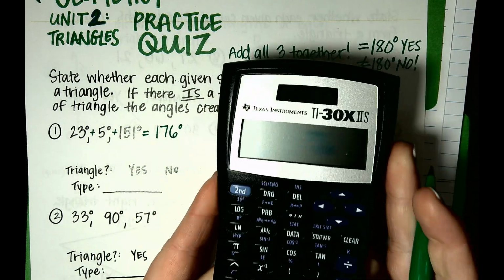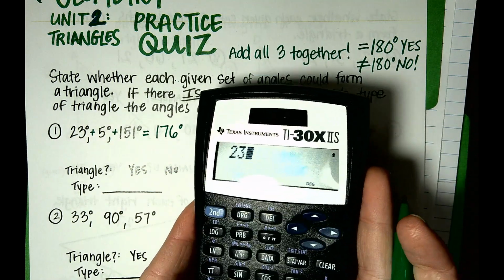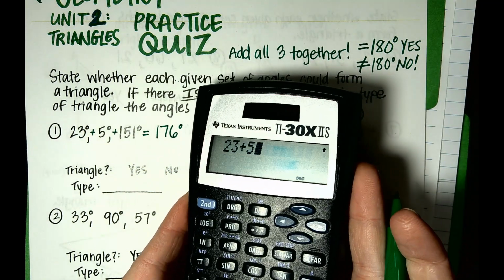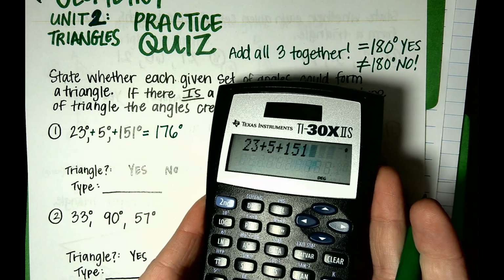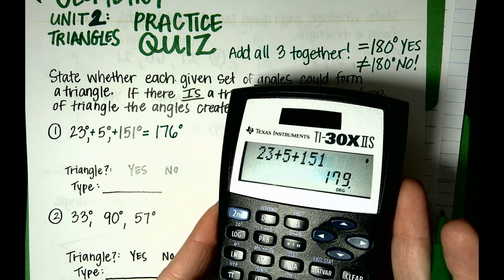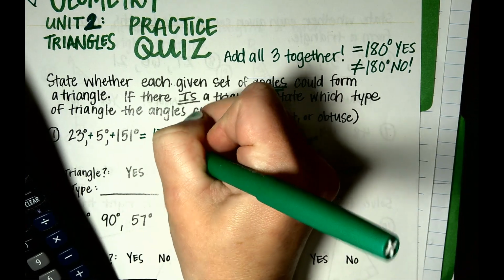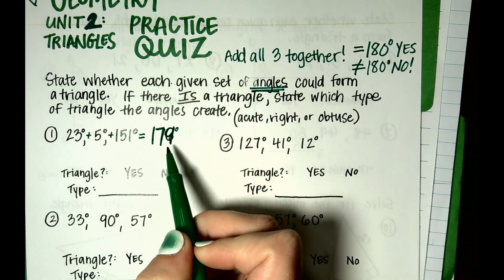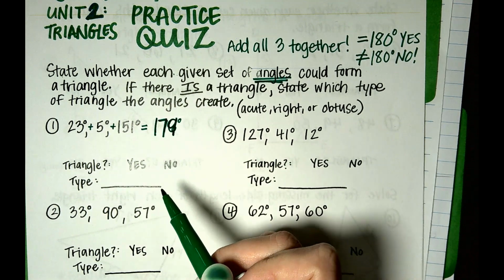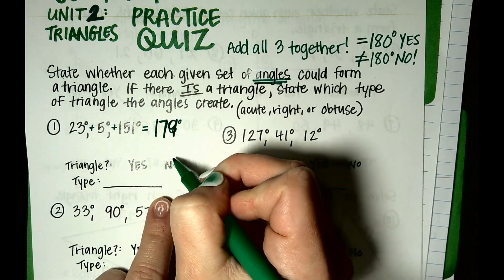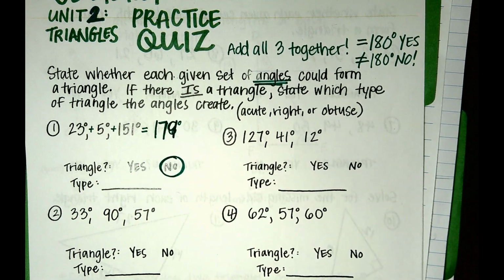Yeah. Let me double check. I forgot the 1. Oh, okay, let me double check. 23 plus 5 plus 151. Oh, it is 179. Yeah, that's all right, 179. I added it back. Okay, so if our total is 179, is this a triangle? No. Good. The answer is no, not a triangle.